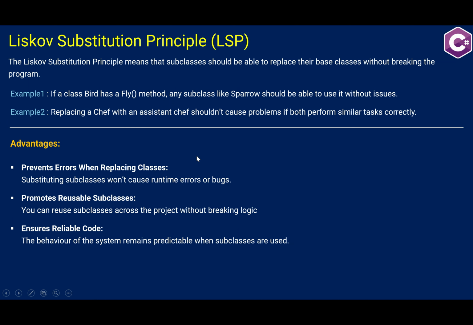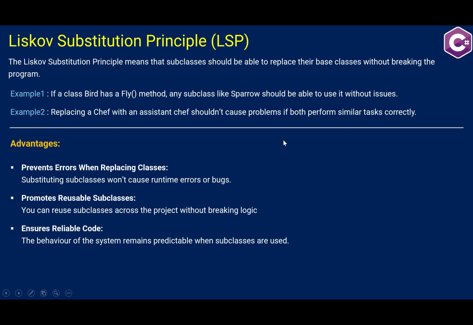So the main advantage of this principle is that you can prevent errors when replacing the classes. Substituting the subclasses won't cause runtime errors or bugs. It can promote reusable subclasses. You can reuse the subclasses across the project without breaking the logic. And it ensures reliable code. The behavior of the system remains predictable when subclasses are used. So these are the main advantages of the Liskov substitution principle.